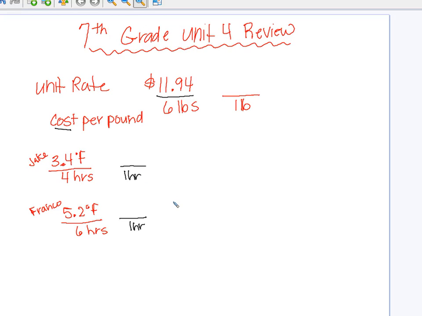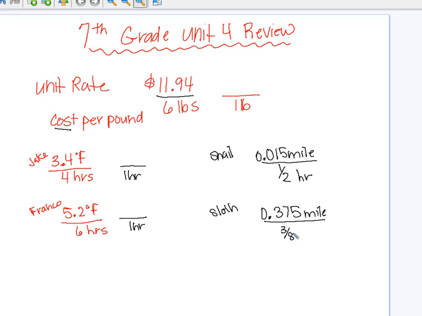Okay, same thing with the snail and a sloth. So snail, sloth. A snail crawled, the only difference with this problem is they're giving you fractions, which are still done the same way, in a half hour. And then a sloth, and 3/8 hour. Still done the exact same way. They are looking for the slower animal. You can figure it out in 1 hour. Make it easier on yourself. I wouldn't even mess with the hours and change it to minutes or anything like that. Just leave it as is.